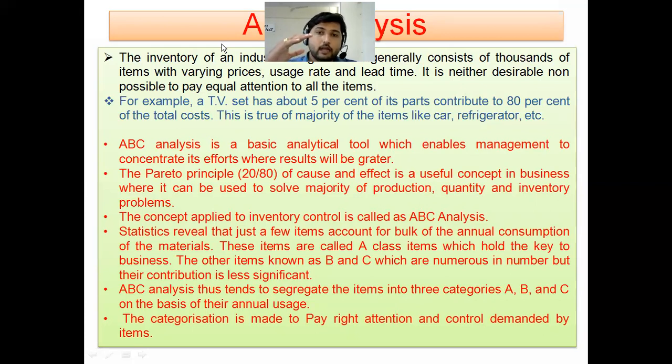So A class items have the most priority, B class items have moderate priority, and C class items have the least priority. This classification is useful to pay the right attention to a particular component. Right attention means we need to provide maximum attention to A class items, moderate attention to B class items, and less attention to C class items.